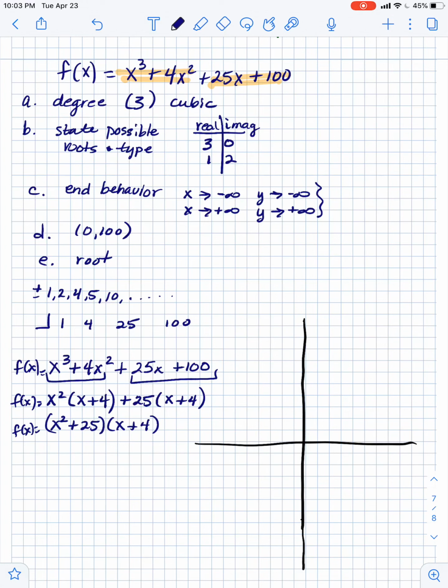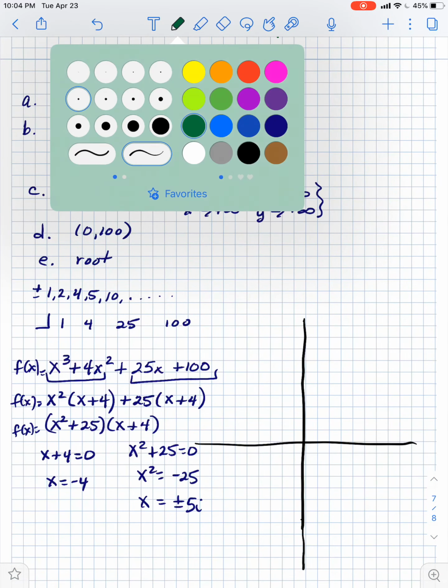Okay, and so we're going to set again those equal to 0. So x plus 4 equals 0. That's going to give me a negative 4. And x squared plus 25 equals 0 is x squared equals a negative 25, which is an imaginary number.